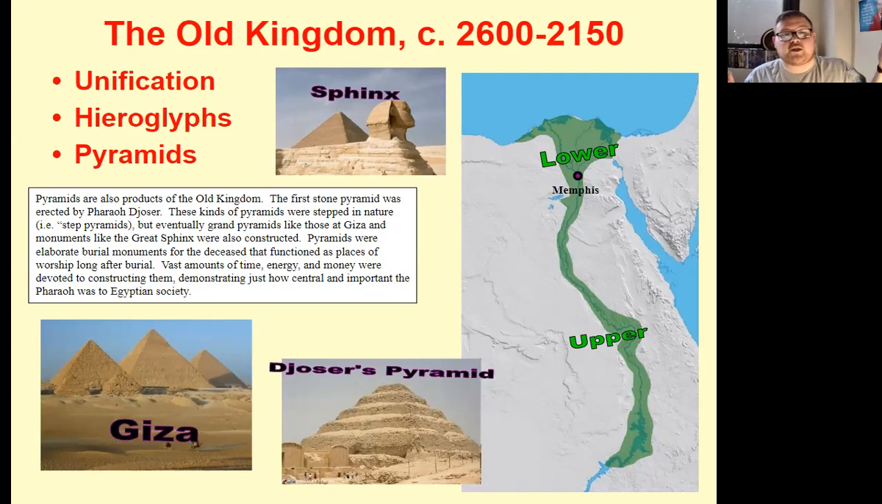Pyramids were an elaborate burial monument for the deceased that functioned as places of worship long after their burial. Vast amounts of time, energy, and money were devoted to the construction of these pyramids, demonstrating just how central and important the pharaoh was to Egyptian culture and society. So remember, pharaohs are gods on earth. When they die, they become a resurrected god for them to worship. These pyramids are a place for that worship to happen.